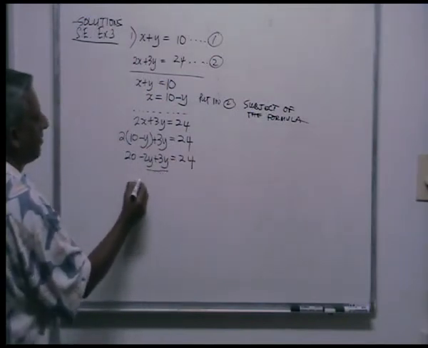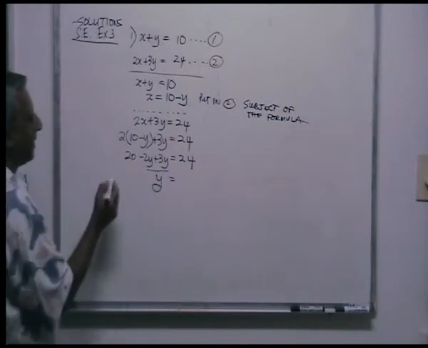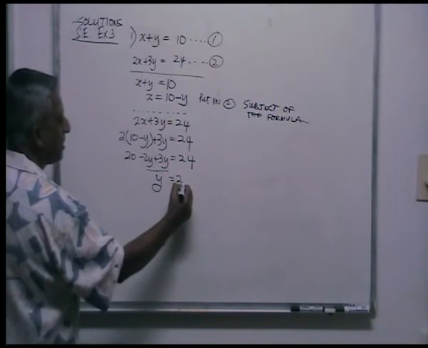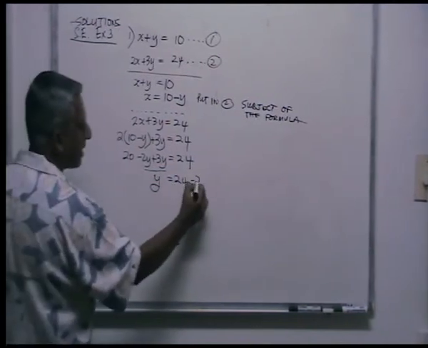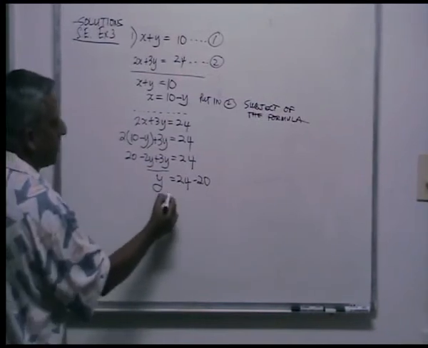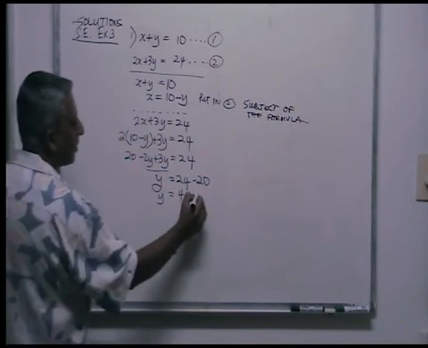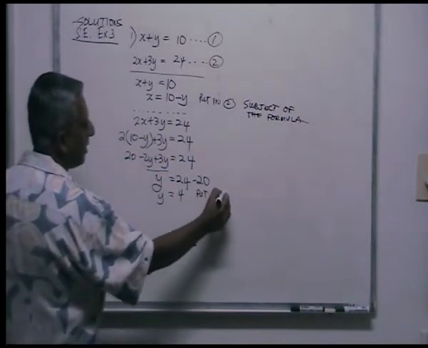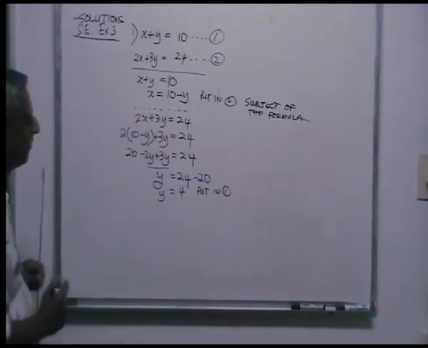Now simplify that. Minus 2y plus 3y will give you y. Now this 20 has got to go on that side. So there's your 24. I can leave the 24 just like that. Take this 20 that side, it becomes minus 20. So y is equal to 24 minus 20, which is 4. Now you've got the value for y. Put in number 1. Choice is yours. You can put in 1 or you can put in 2.